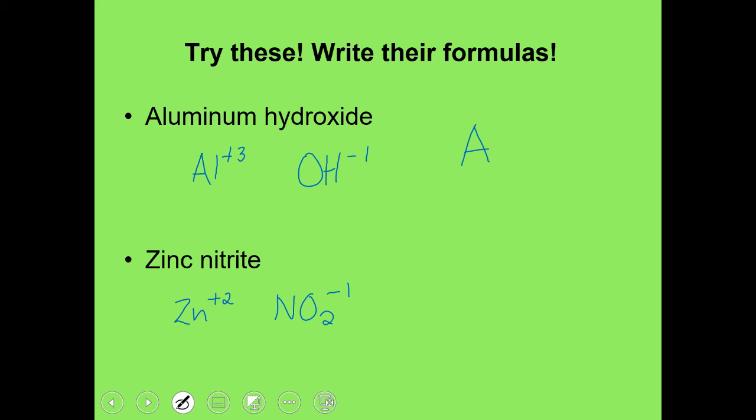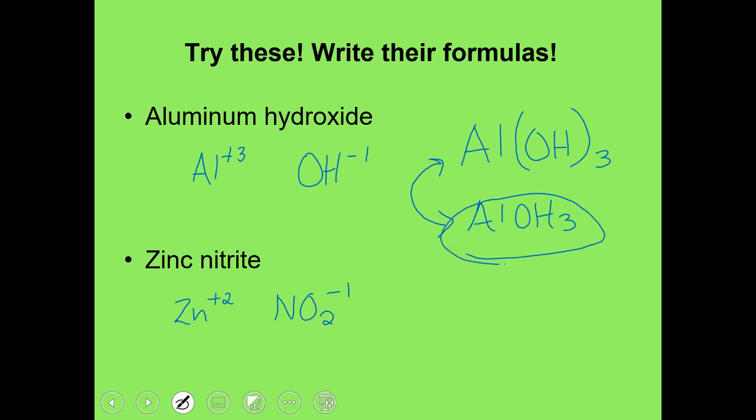Because aluminum is +3, I need 3 of the hydroxides. It is a group, so I must put parentheses and then a 3. Now, I get a lot of people that forget the parentheses with hydroxide because it doesn't end with a number. They just sometimes forget to do that. But do you see the difference between these two? Like here, that's 1 aluminum, 1 oxygen, and 3 hydrogens. But we need 3 of this whole group. And so it's actually wrong to write it without the parentheses.